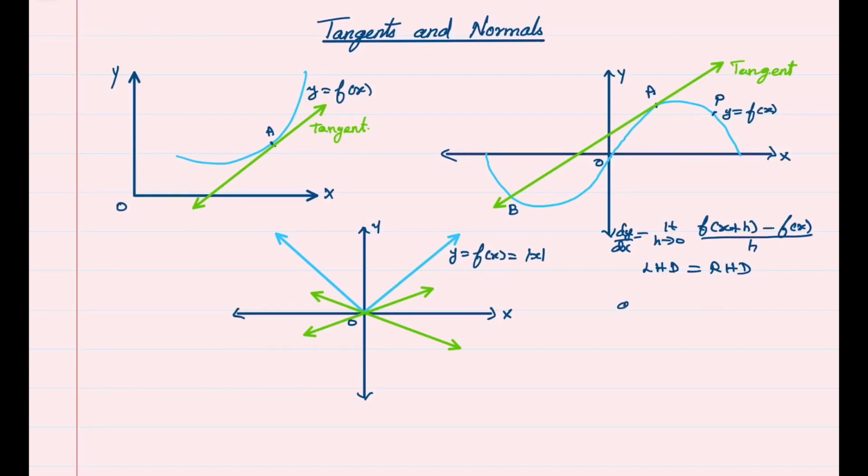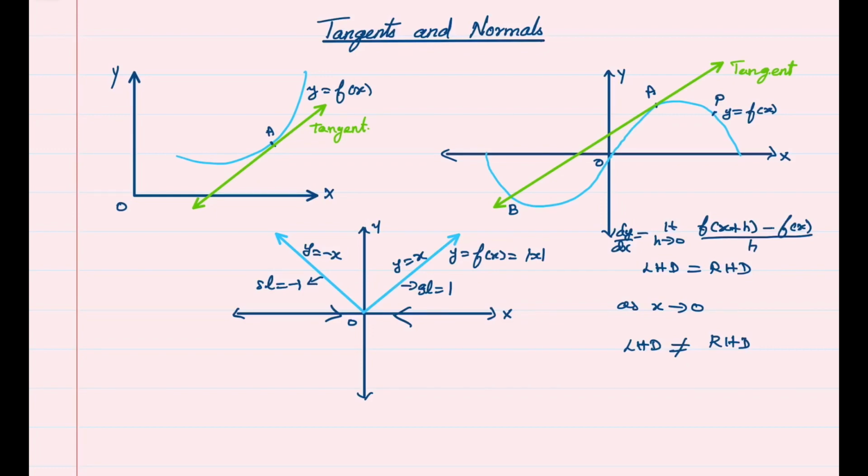Here, as x approaches 0, LHD is not equal to RHD. On the right side, it becomes y equal to x. On the left side, it becomes y equal to minus x. Therefore, slope on this side is plus 1 and slope for this side is minus 1. So, as we approach 0, the slopes don't approach the same value. Therefore, we cannot draw a tangent to this curve at x equal to 0.